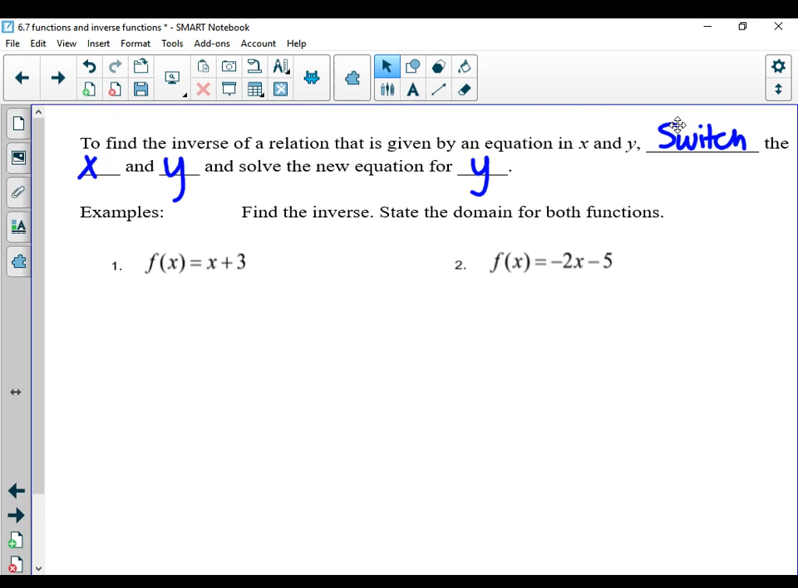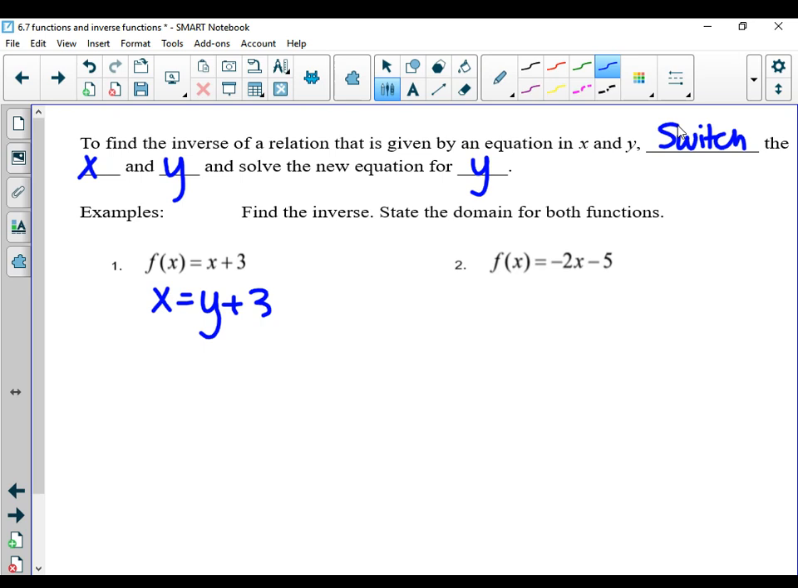Okay, so looking at the equation, y'all put your phones away. Thank you. Looking at the equation, I don't see a y, but I do see f of x. That is my y. So when I am literally switching x and y, that includes f of x. Then to get y by itself, I'm just going to subtract 3.